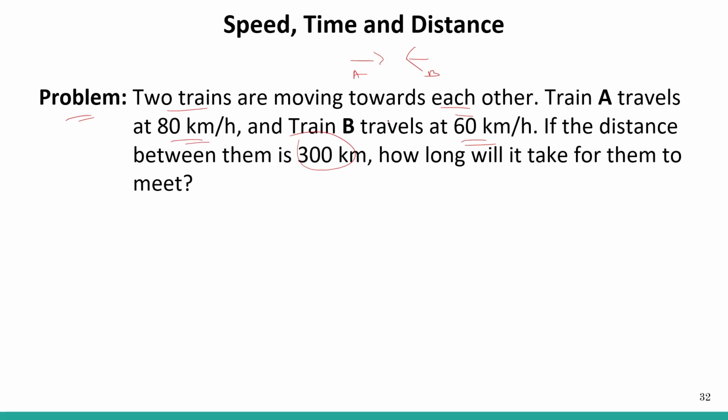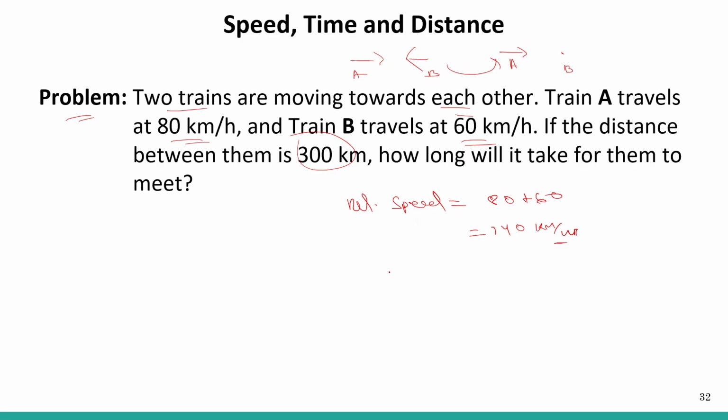In this case, both of them are moving. So what we want to do is convert it into a scenario where only A is moving and B is still. Since they are moving in opposite directions, what will be the relative speed? Relative speed is equal to speed of A plus speed of B, that is 80 plus 60, which is equal to 140 km per hour, right? So this is the relative speed.